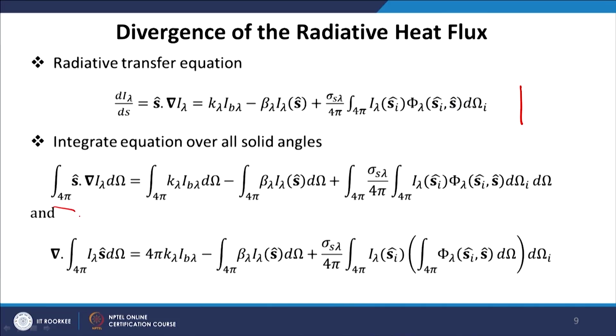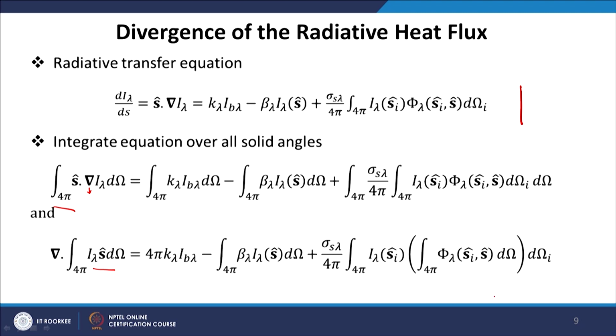Now, to solve for the left hand side, we take the radiative transfer equation and we integrate over all the solid angles. So, this is the radiative transfer equation. We integrate over all solid angles 4 pi, both left hand side and right hand side. Then we do a little mathematical manipulation. We take the divergence operator outside this integral, and we define this integral over 4 pi of I lambda s d omega, and the same thing we do on the other terms.